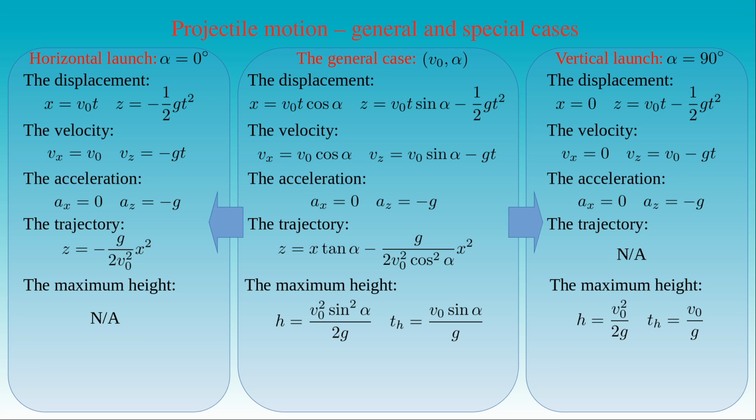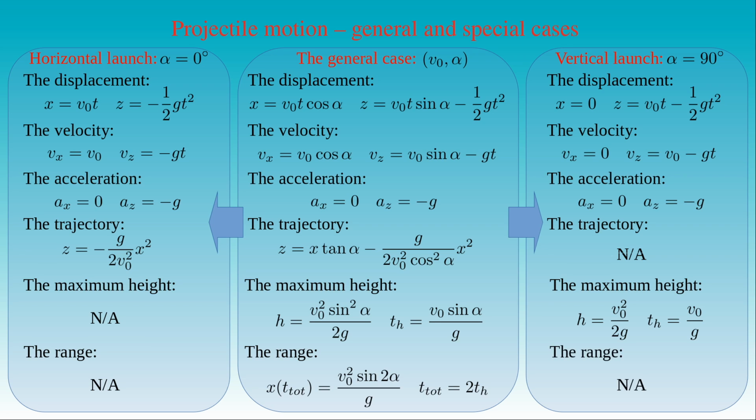In the general case, the maximum range covered by the projectile is equal to v0 squared times the sine of 2 times alpha divided by g. The total time measured until the projectile falls back on the ground is just 2 times the duration th. These formulae cannot be applied for the special cases, since in the case of the horizontally launched projectile, the vertical position always remains under the altitude of the launch at z equal to 0, and in the case of the vertical launch, the projectile always moves along the vertical z-axis.